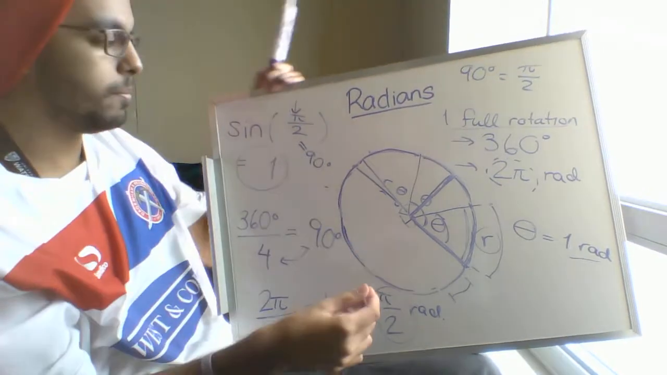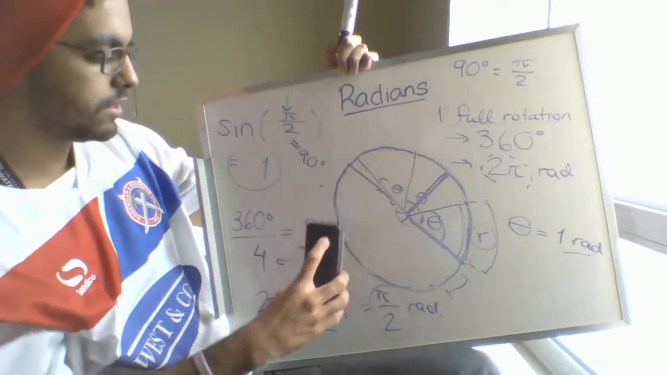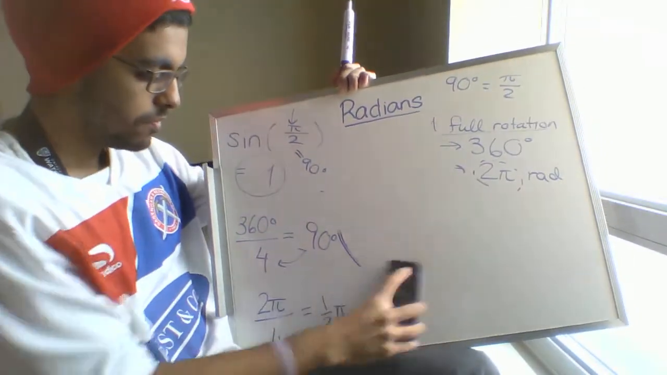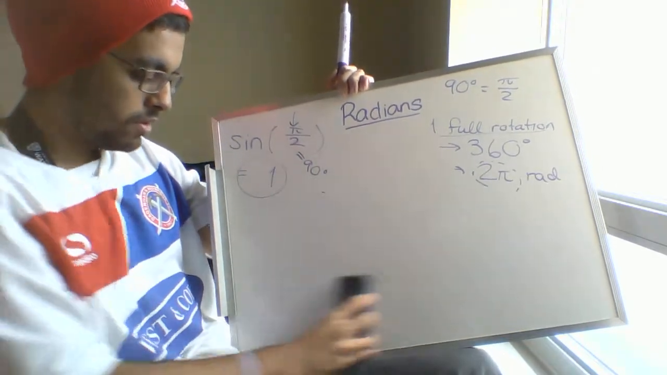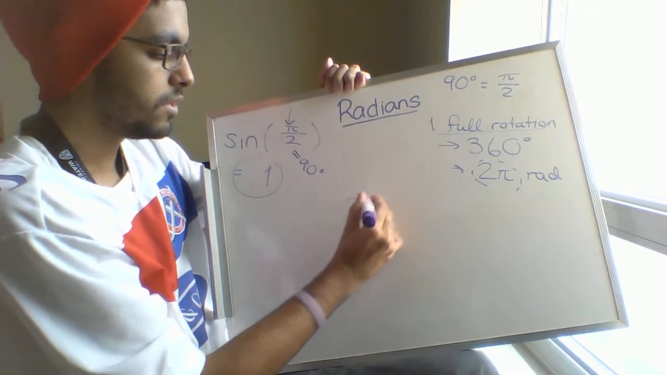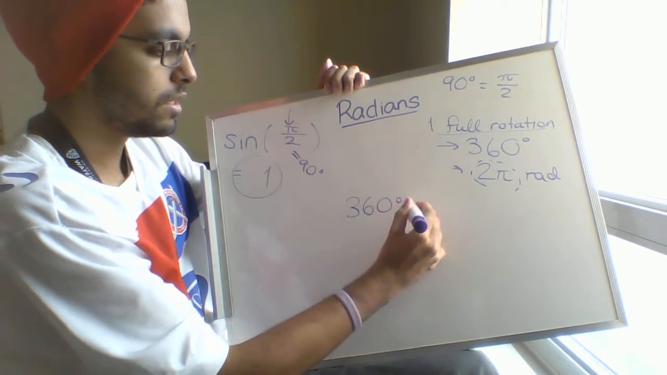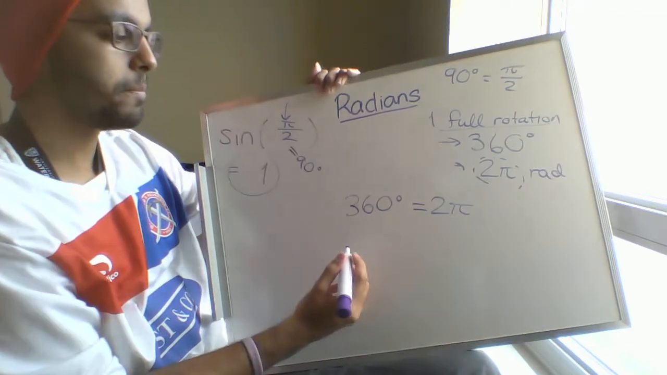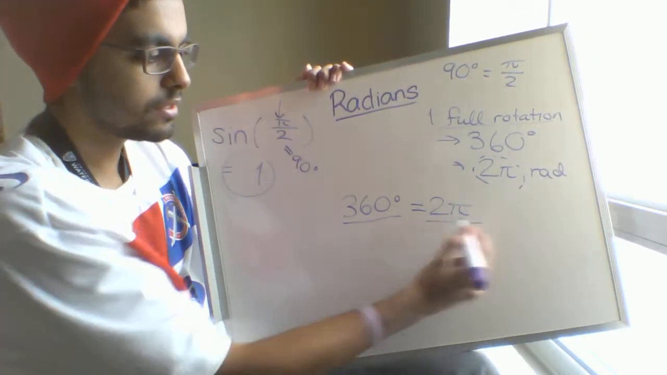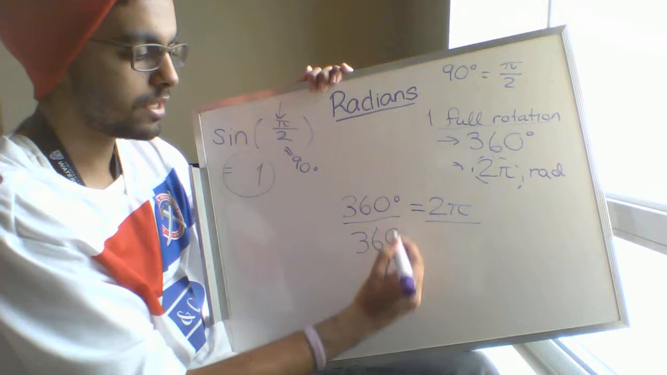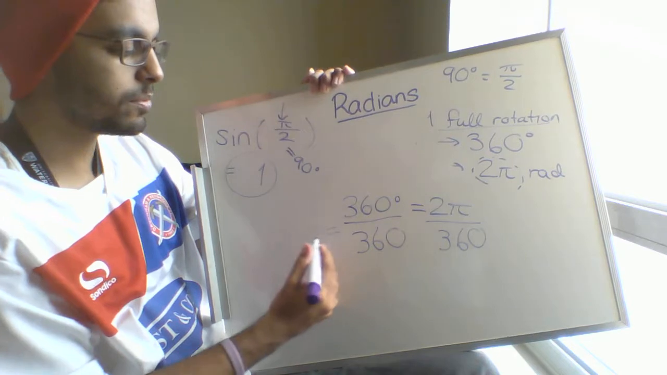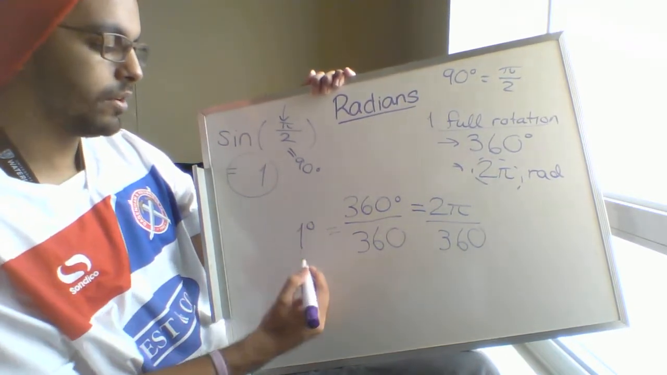So we can break down some of those. Let's do that. I'm going to get rid of this circle because this is getting a little bit messy. We've got 360 degrees is equal to 2 pi radians. If I just want 1 degree out of 360, I can divide both sides here by 360. What this gives me on the left side is 1 degree.